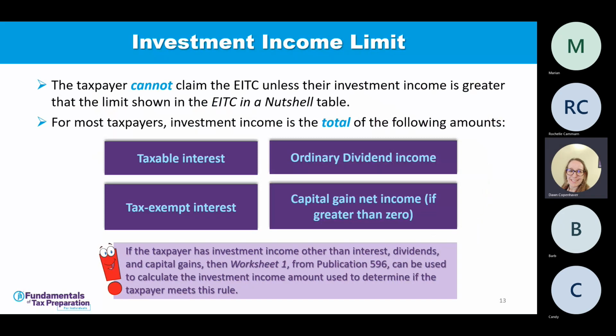Okay, investment income limit. The purpose of this is to keep people from working the bare minimum, but living off of inheritance or like a trust fund and trying to get the earned income credit. So the taxpayer cannot get the EITC unless their investment income is less than the limit. They cannot get the earned income credit if their investment income is greater than the limit shown on the EITC in a nutshell table, which I will show you here in a minute. What is investment income? It's taxable interest, ordinary dividend income, tax exempt interest, and capital gain net income.